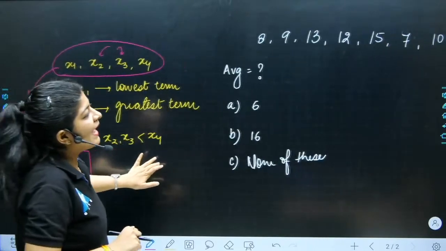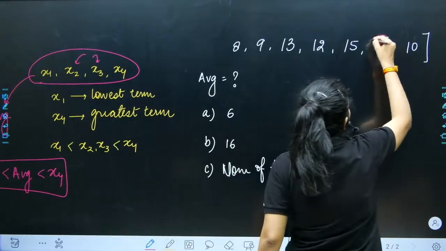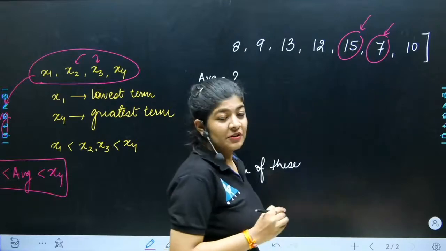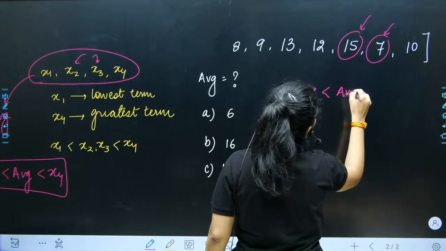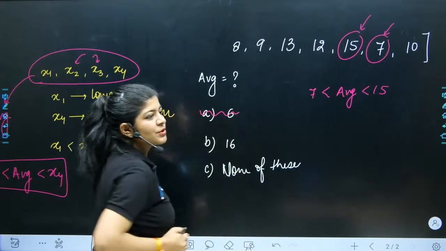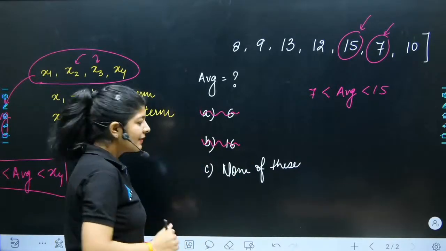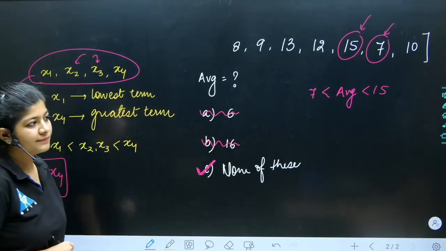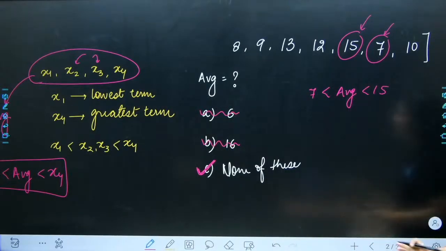If I have to answer this question, we can see that 7 is the lowest term and 15 is the greatest term. That means the average of all these terms lies somewhere in between 7 and 15. So we can simply eliminate this option, and also eliminate this option. That means the correct answer is option C, none of these.